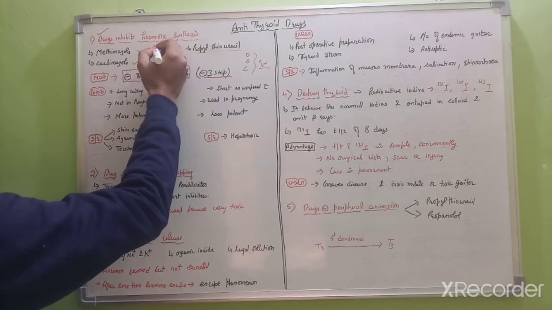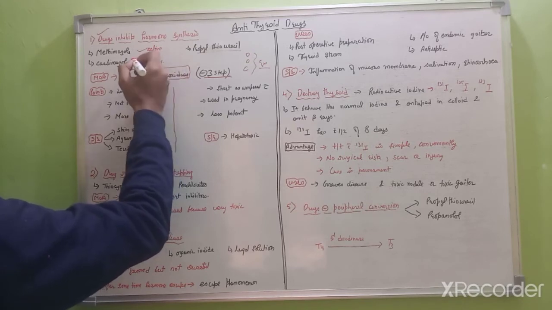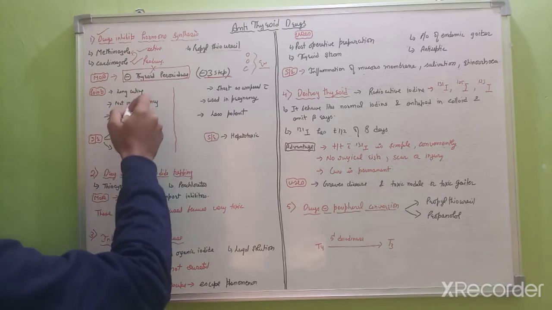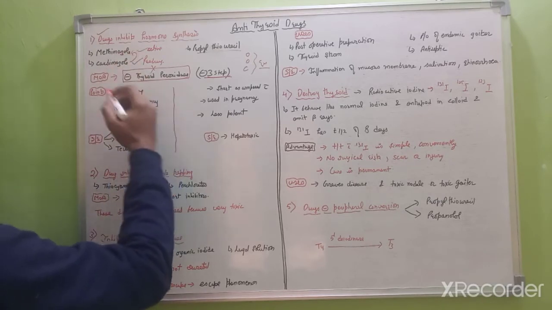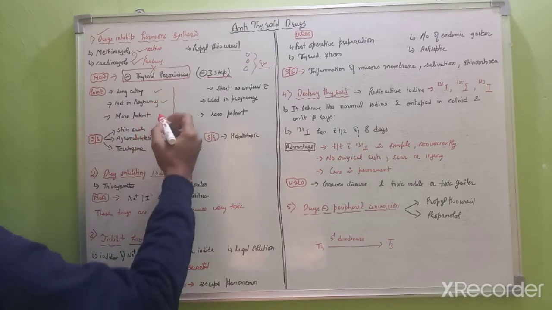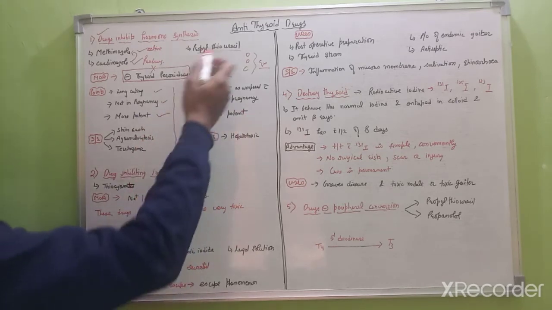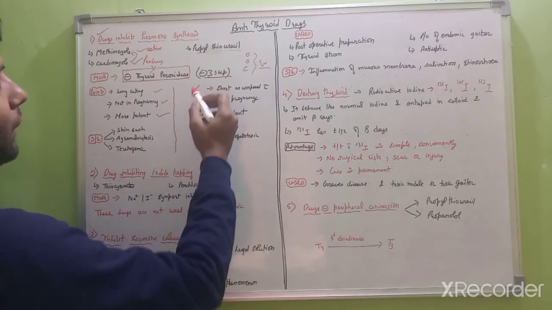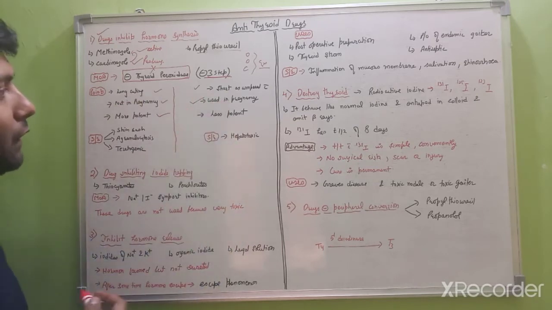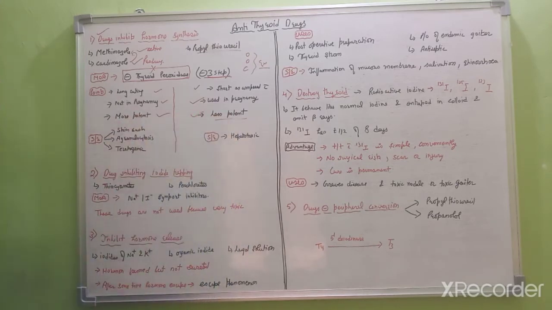Methimazole is an active drug, and carbimazole is a prodrug which is converted into methimazole. Methimazole is a long acting drug, but it is not used in pregnancy, and it is a more potent drug as compared to propylthiouracil. Whereas propylthiouracil is a short acting drug as compared to methimazole, but it is safe in pregnancy. It is used in pregnancy, and it is less potent as compared to methimazole.